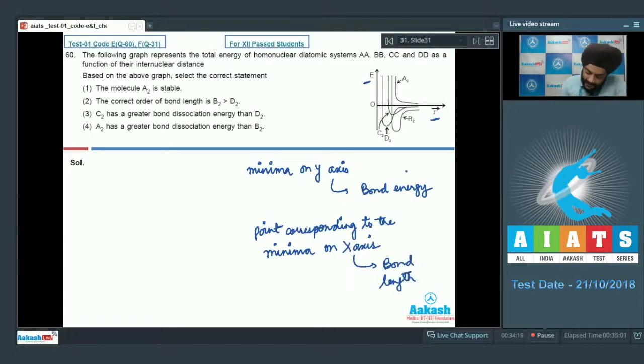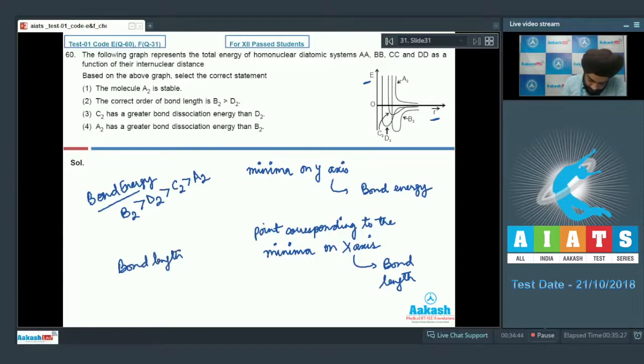So if we try and write an order of the bond energy, we have B2 will be greater than D2, will be greater than C2, will be greater than A2. And if we talk about the bond length, there will not be a bond between A and A, and the bond length of B2 shall be greater than C2 shall be greater than D2.